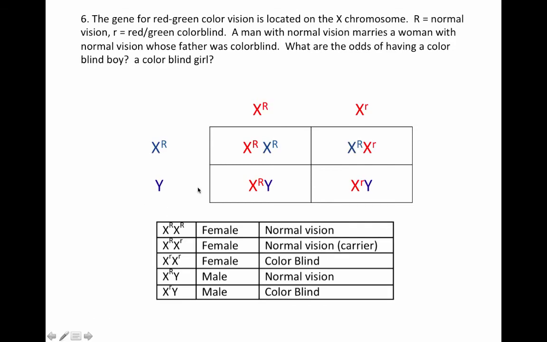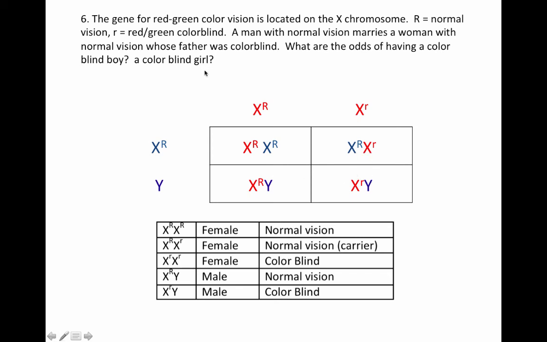The way this is going to work out is, here's the male, normal vision. Female, she had a colorblind father, so she got this from her dad, and she got this from her mom. She can see color, and what are the odds then of having a colorblind boy? Well, the odds of having a colorblind boy are 1 in 4. Now, if you said if they have a boy, what are the odds that he's going to be colorblind? Then it's only 1 in 2 because you've specified that it's going to be a boy.